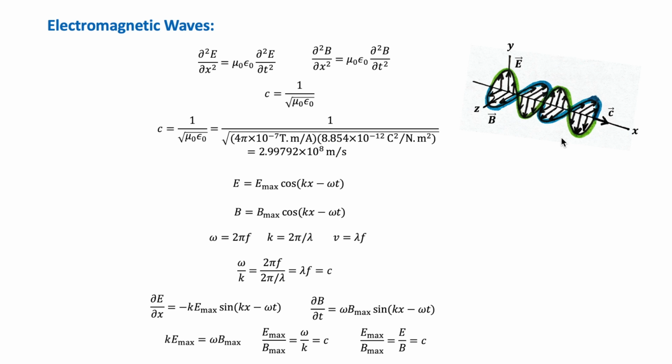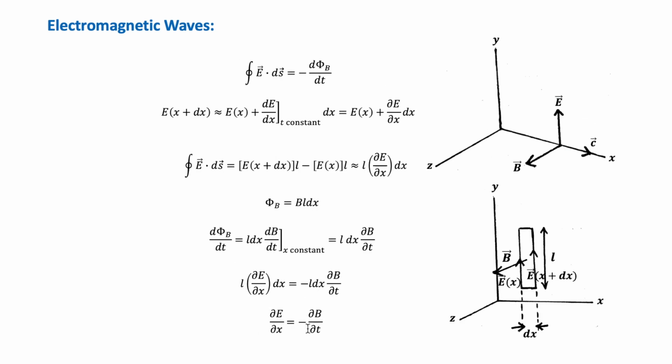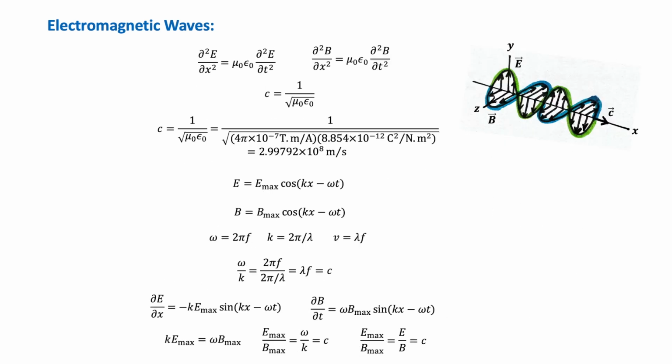So if we take the partial derivative with respect to x for these equations, we get these equations, and we know that partial E by partial x is equal to minus partial B by partial t, which is this equation. So we get this equation. And so at every instant, the ratio of the magnitude of the electric field to the magnitude of the magnetic field equals the speed of light. Okay, so this equation is the ratio of the amplitudes or the magnitudes at any instant.